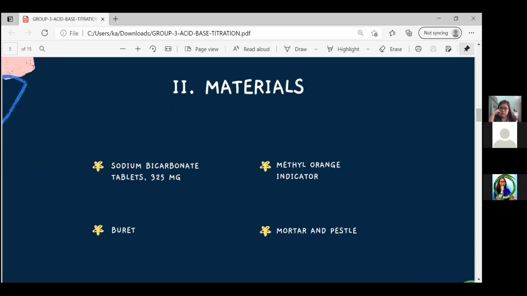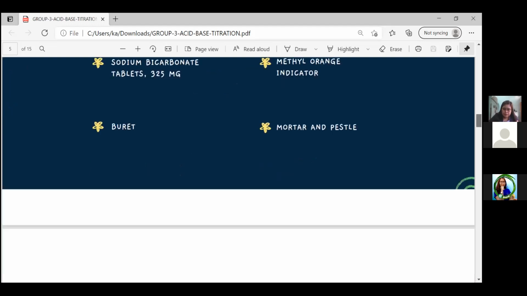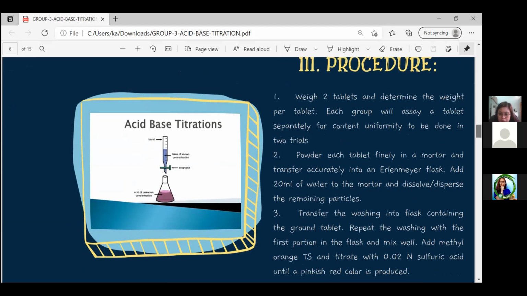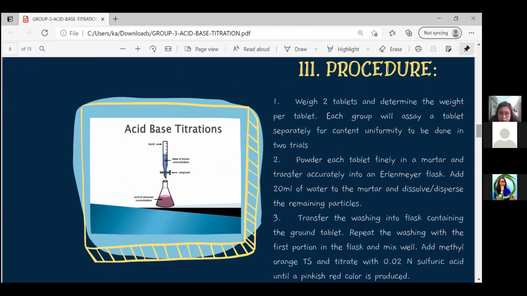So, in conducting this activity, the materials that were used are the following: sodium bicarbonate tablets weighing 325 milligrams, burette, methyl orange indicator, and mortar and pestle. Next, Kyle. So, ang next ata is si Janica.